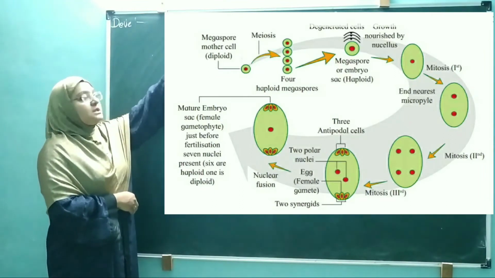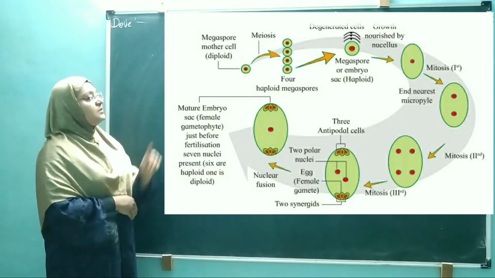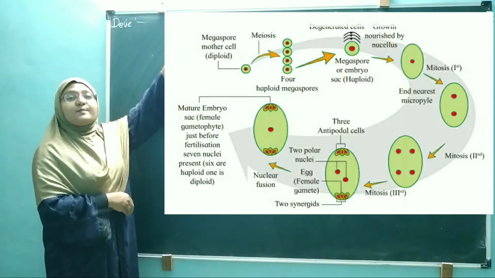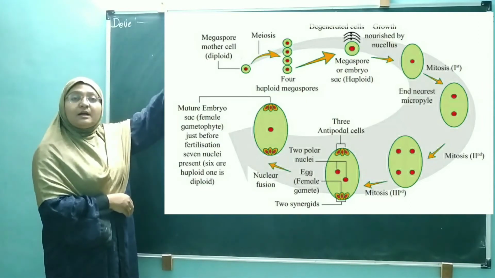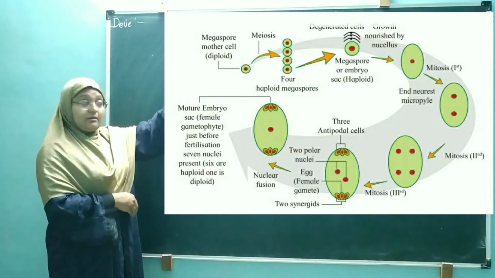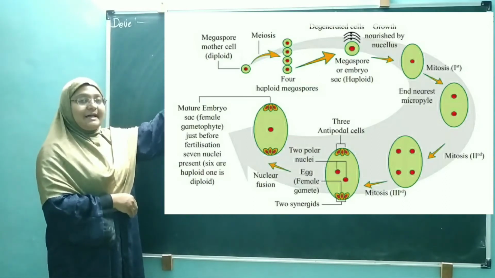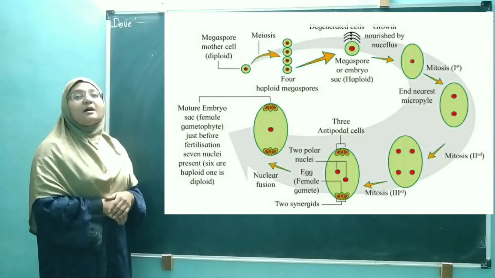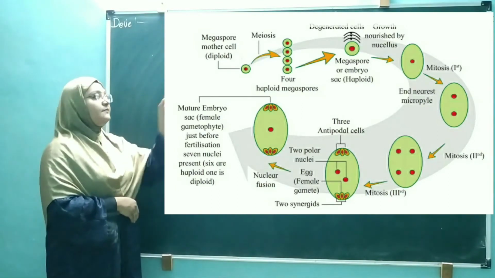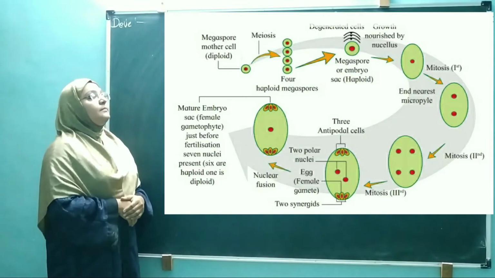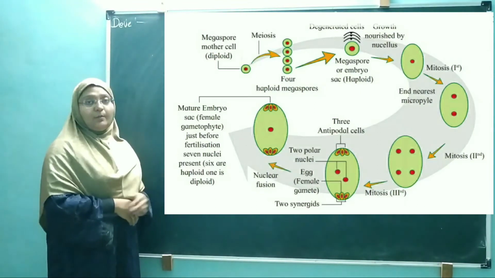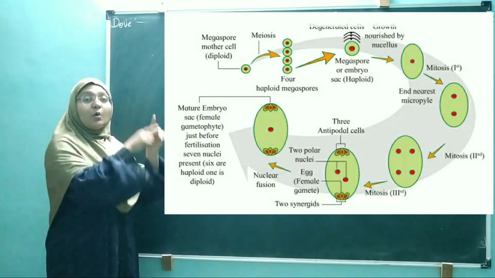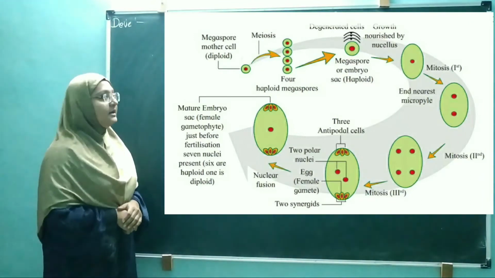Upper 3 megaspores which are present at the chalazal end, these chalazal end megaspores degenerate. Only 1 megaspore which develops in a bigger size, that is towards the micropylar end, is called the functional megaspore. इसी को हम लोग बोलेंगे functional megaspore, which is developing towards the micropylar end. This functional megaspore attains maturity, grows in size, as shown in the diagram.